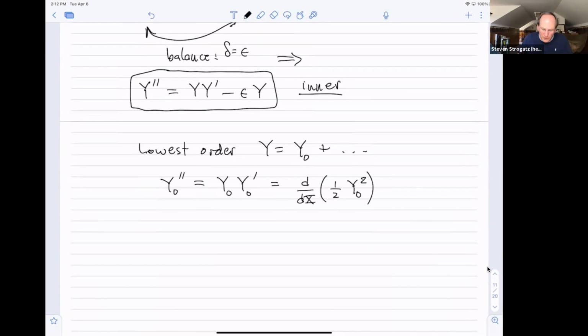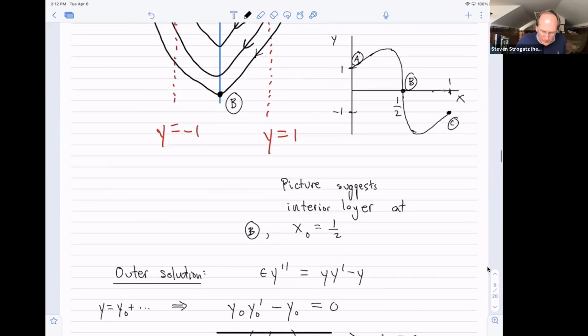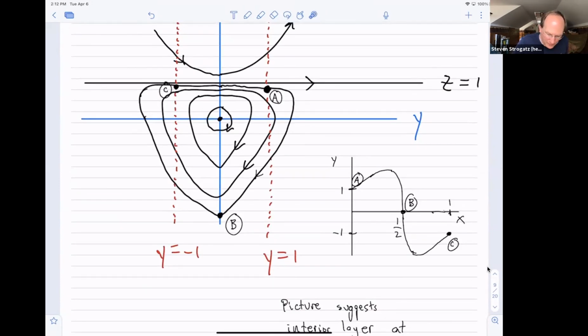So you can integrate once and you get Y0 prime is 1/2 Y0 squared plus a constant, which is interesting because this is telling us the shape of the trajectories in the phase plane. It's telling us that they are parabolas. Remember, y prime is what we called z. So if I go back to my old pictures, these arcs that I was drawing down here, these are actually parabolic arcs to lowest order.